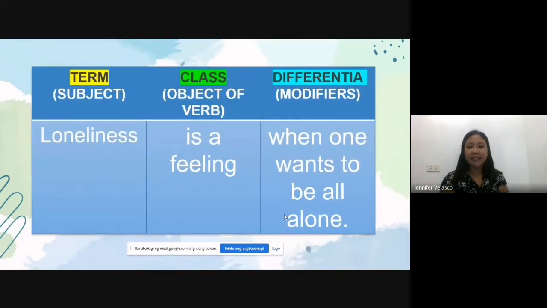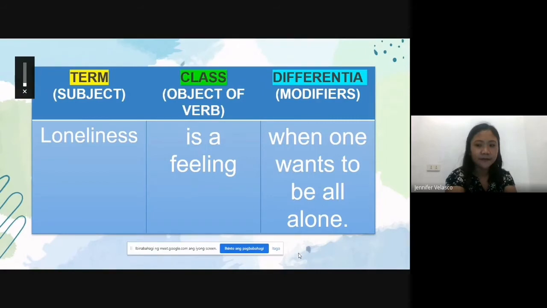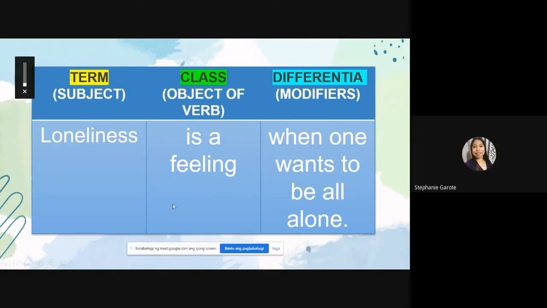Would you like to read the sentence? Make your voice a little bit louder also. Stephanie, can you read the sentence? Term. Yes, ma'am. Term, subject: loneliness. Class, object of verb: a feeling. Differentia, modifiers: when one wants to be all alone.